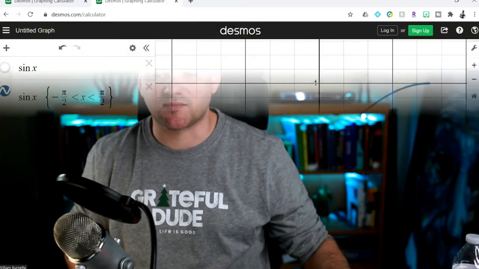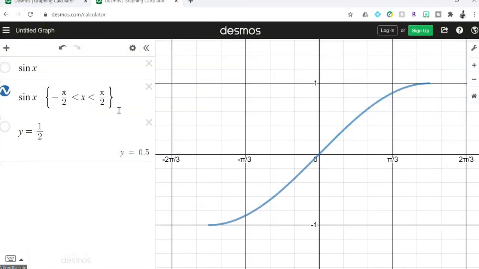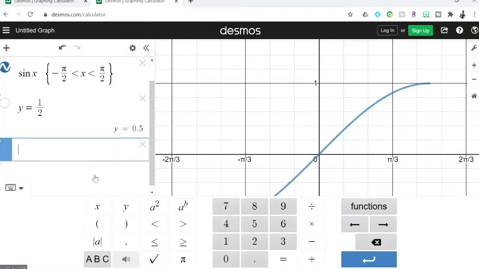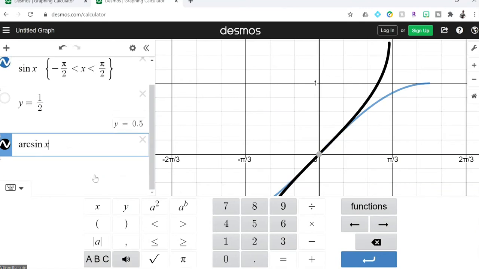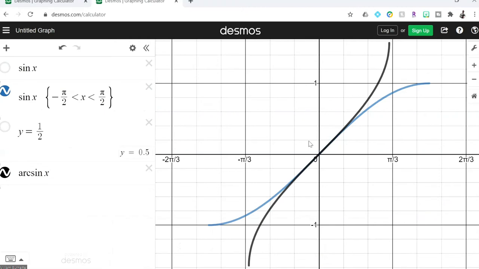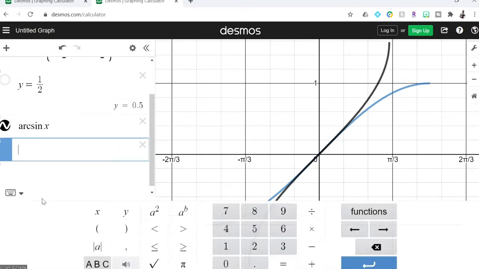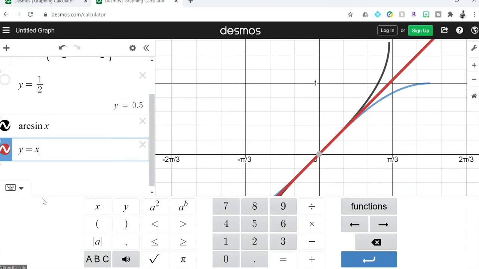One more thing I'd like to show you is just how this looks on Desmos when we graph them right on top of one another. So I'm going to graph arc sine in here. Arc sine of x. There it is. And so that's what it looks like when they're graphed together. And remember, this should look like a reflection over the line y equals x.